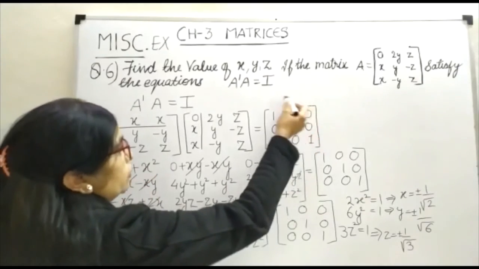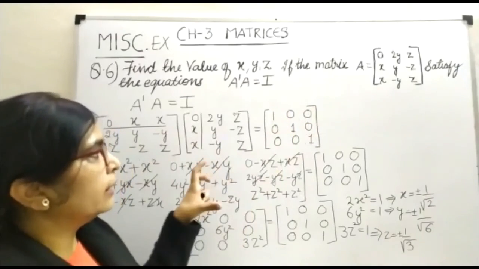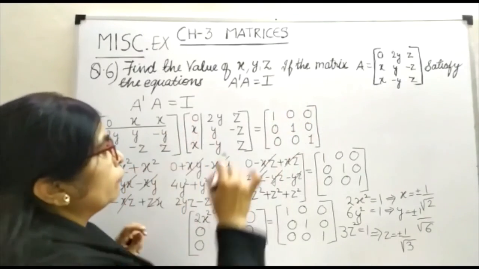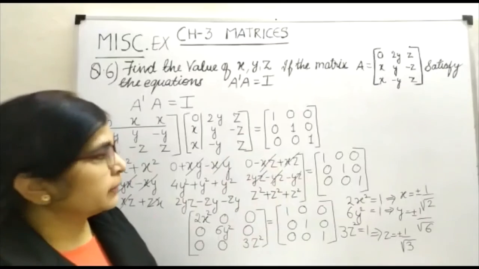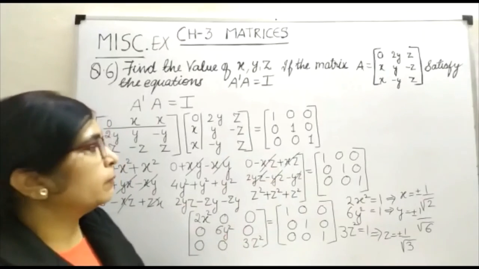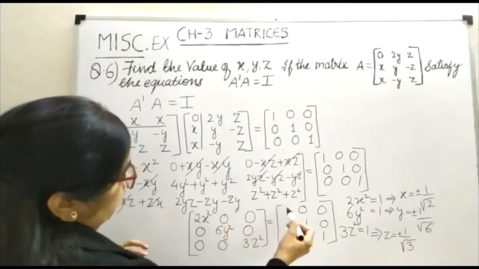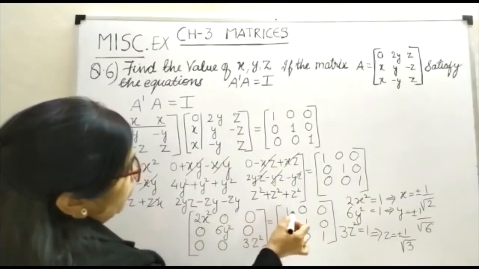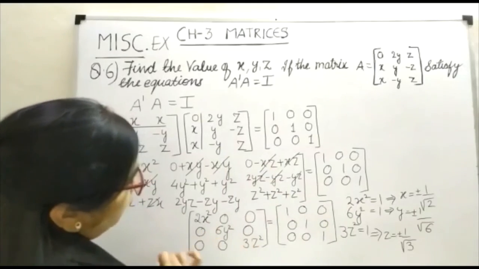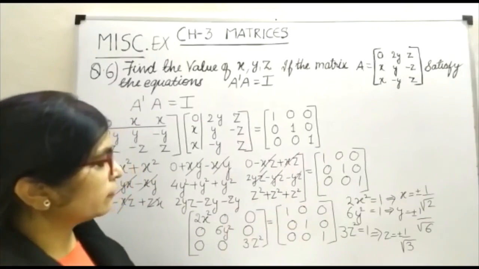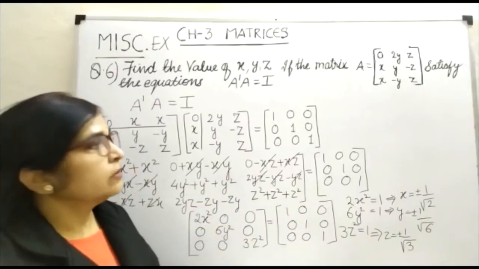Now this identity matrix gives you a hint about which positions the terms will be there and at which positions the terms will be 0. You can see that when we compare these two, where there are numbers we get these values, otherwise all the corresponding elements are 0.